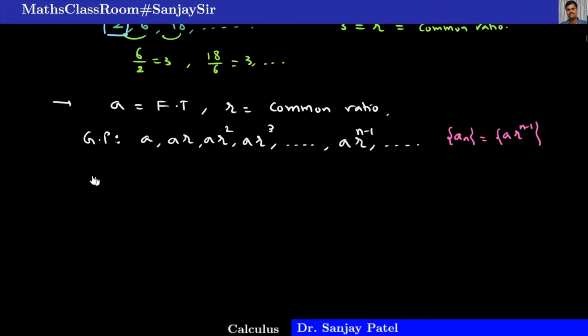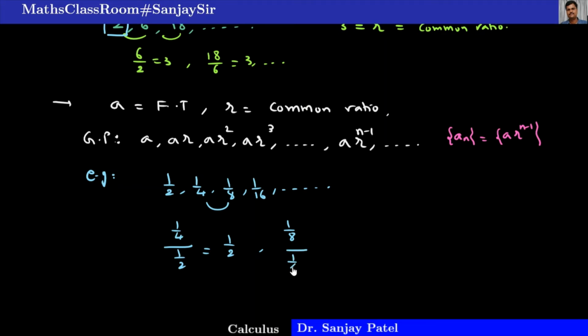For example, we have 1 by 2, then say 1 by 4, then 1 by 8, 1 by 16, and so on. So if I take a ratio here, 1 by 4 upon 1 by 2, that is 1 by 2. If I take 1 by 8 divided by 1 by 4, it is also 1 by 2, and so on. So this is a geometric sequence where the common ratio r is 1 by 2. The first term is also 1 by 2.